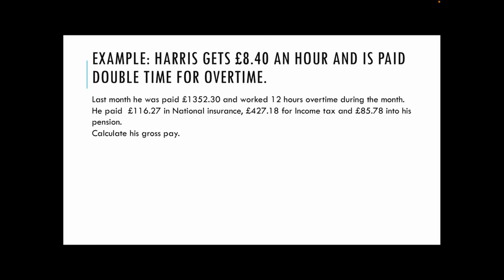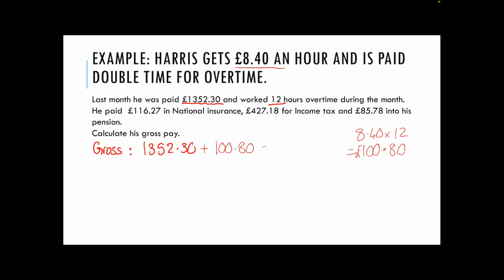Calculate his gross pay. So his gross pay is just going to be his normal pay. And then we need to add on any overtime. So at the side here, I'm going to do my £8.40 times by 12 to work out how much he would get paid for his overtime. And that's £100.80. So we would add that on. And that is going to give us £1,453.10 there as the gross pay.